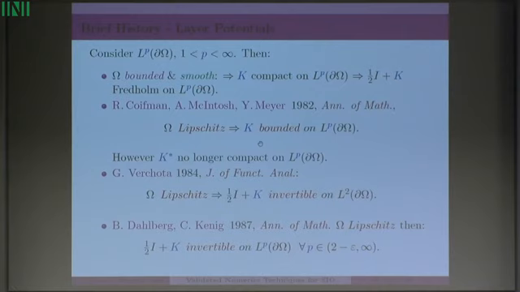If the domain omega is Lipschitz, then the operator 1/2 identity plus K is invertible on L^p for any p between 2 minus epsilon and infinity, and this is sharp in the class of Lipschitz domains, in the sense that if you give an integrability index p that is strictly less than 2, one can construct a Lipschitz domain for which the invertibility of 1/2 identity plus K fails on that particular L^p space.